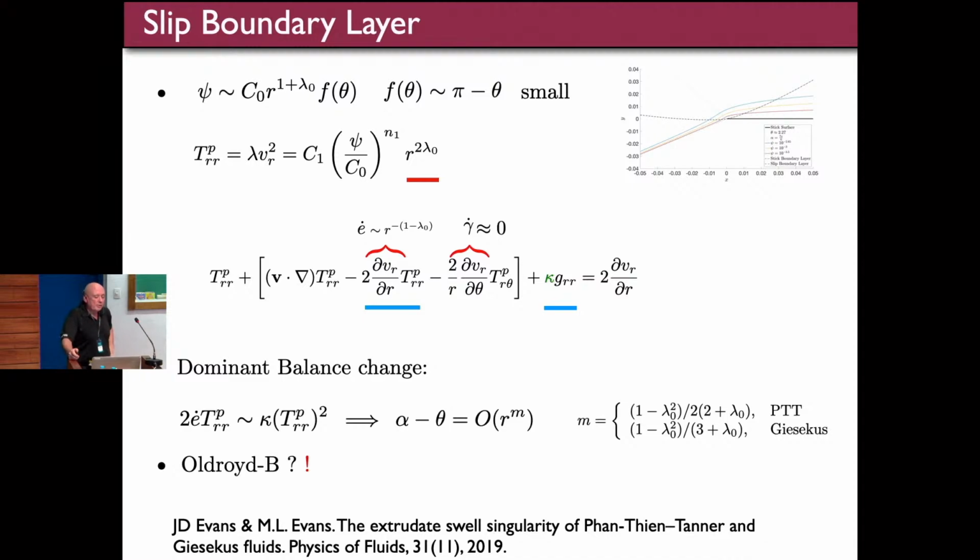Now, it doesn't really matter whether you do PTT or Giesekus, the behavior is the same, but what does change is if you go to the Oldroyd B model. The Oldroyd B model doesn't have the quadratic stress term, so we lose that term. So in other words, there's nothing now to arrest the growth of our upper convected derivative. And that has a significant consequence. I'll tell you what that is after the next picture, I guess.